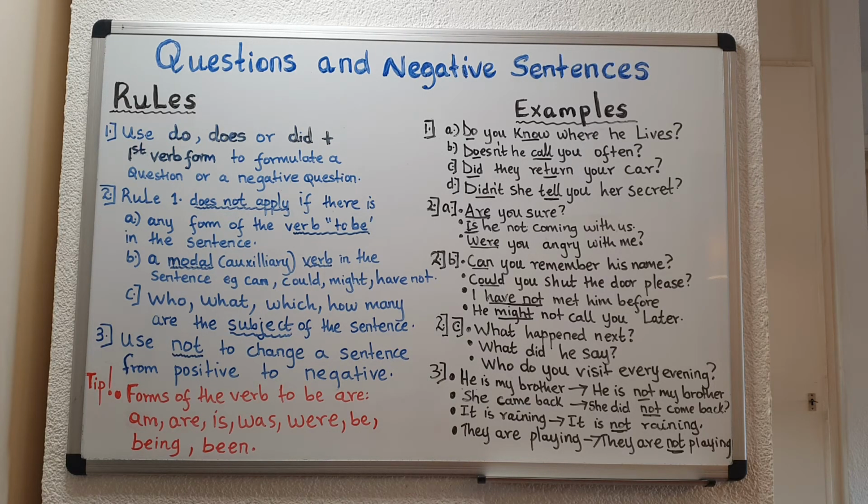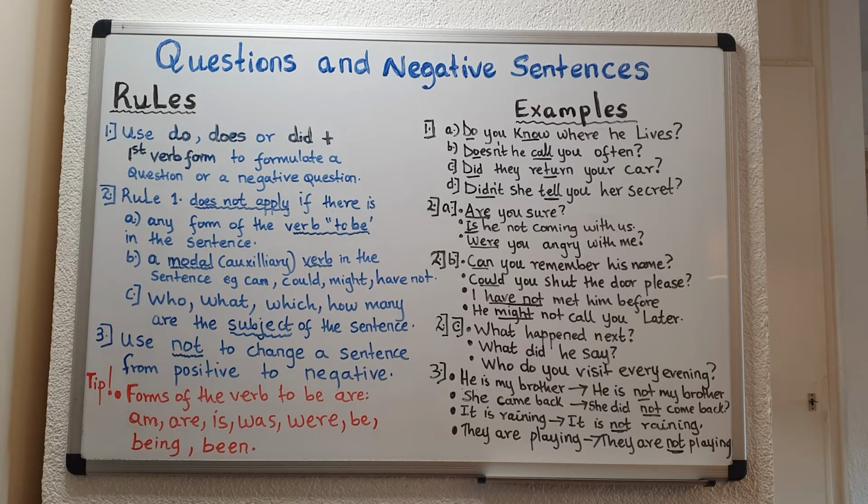So if the sentence that you're changing from positive to negative or from one tense to another has any form of the verb to be, then you cannot apply rule number 1. How do we do this? Look at example 2a.